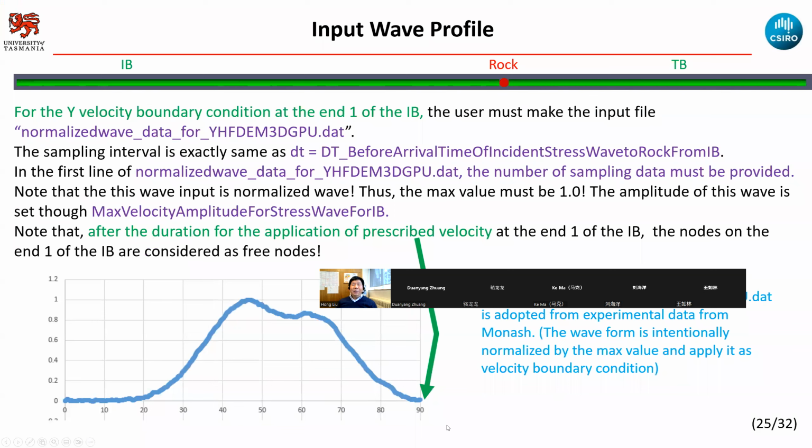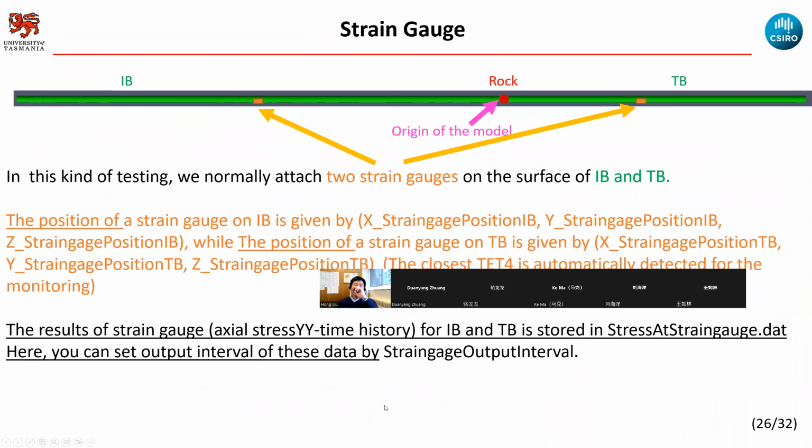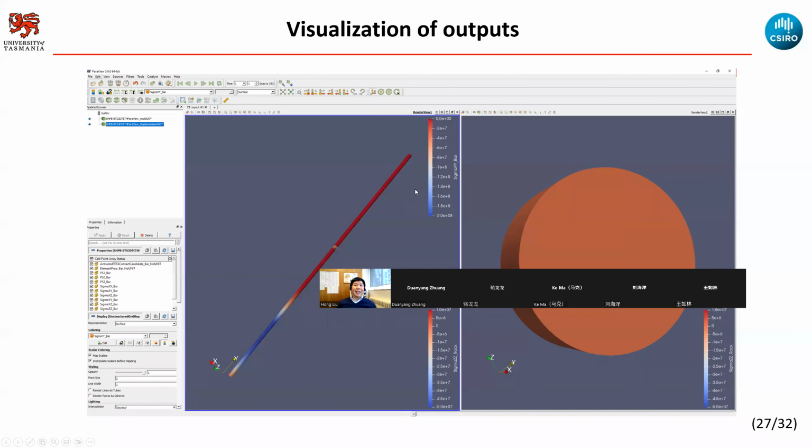Here we prepared the input file. I have a monitor here. We say we put 2 strain gauges here, then we monitor the stress wave here. After that monitoring, we will have the output in the file. Then we have that prepared and ready, then we do the calculation.